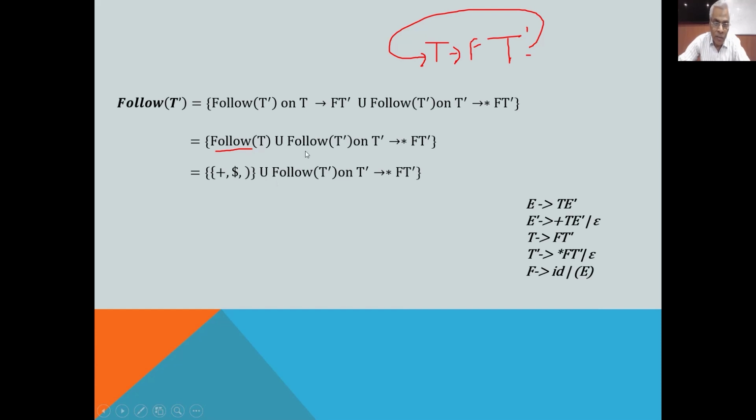Then we take the union of follow of T dash on this next production. If we find the follow of T dash on this next production, we will again get the same terminals. So we take the union of these two, and after taking the union of these two, we get plus, dollar and closing bracket.